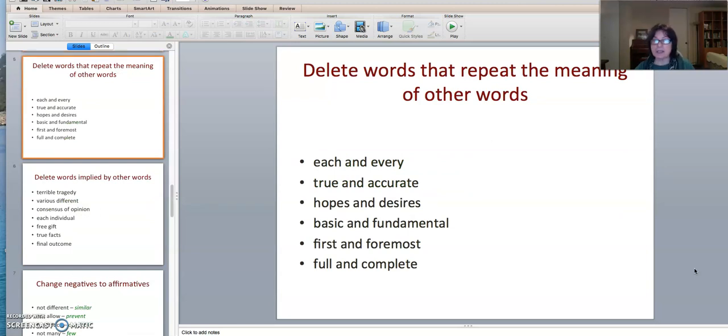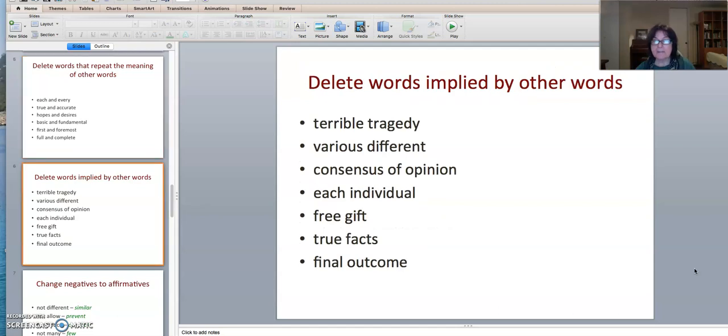Another strategy is to delete words that repeat the meaning of other words. People often do that, and it is just so redundant, repetitive. "Each and every." How often did you hear that? "Each and every one of you." Each person, every person. "True and accurate," "hopes and desires," "basic and fundamental," "first and foremost," "full and complete." It all means the same. One word of these is enough.